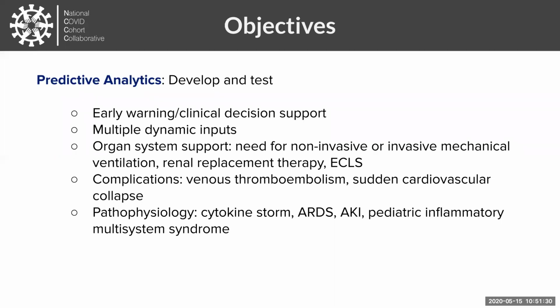There's also a lot of pathophysiology we don't understand. What is cytokine storm in these patients? What are the features and perhaps subphenotypes of ARDS, of acute respiratory distress syndrome, who is going to progress to acute kidney injury, and what is this recently reported pediatric inflammatory multisystem syndrome?